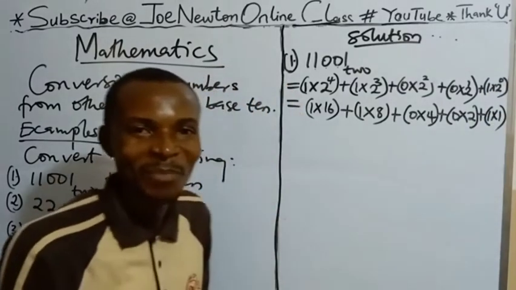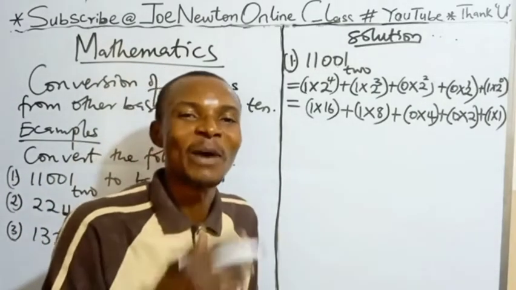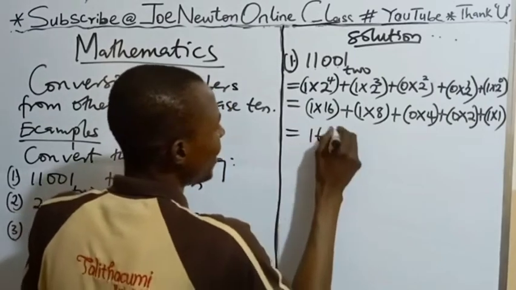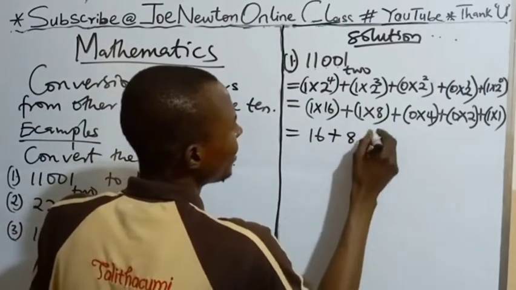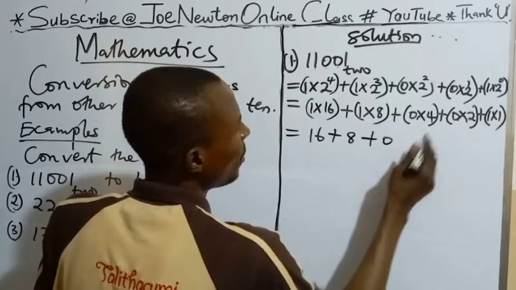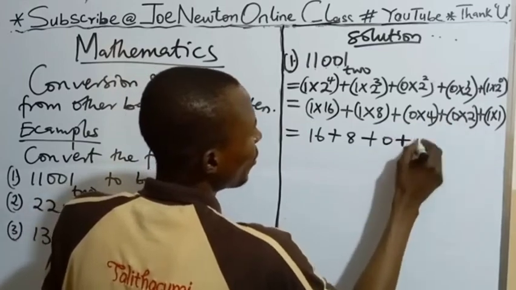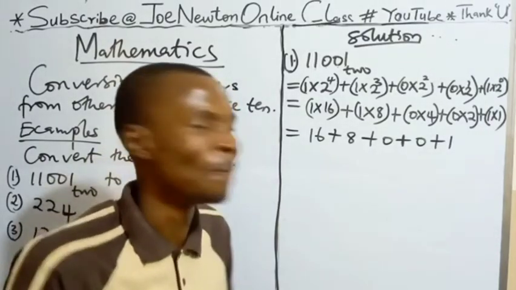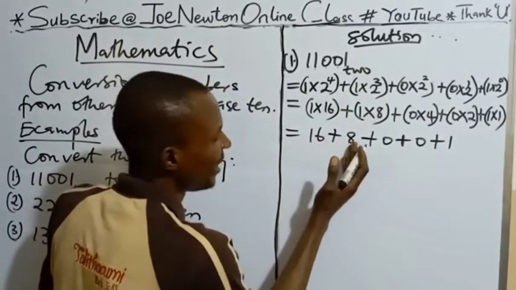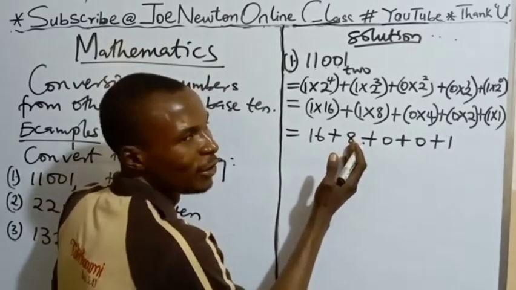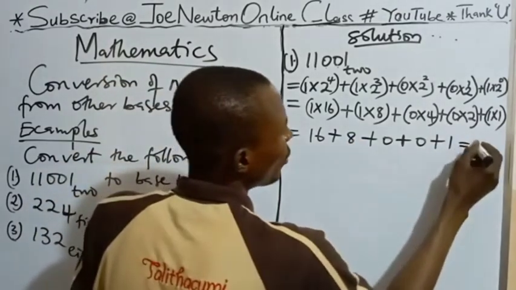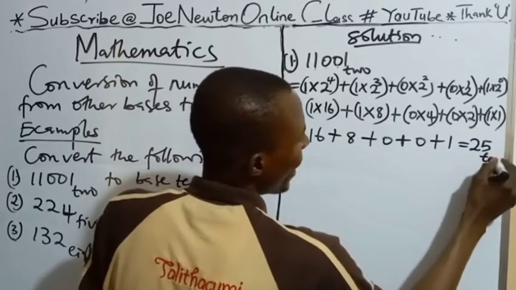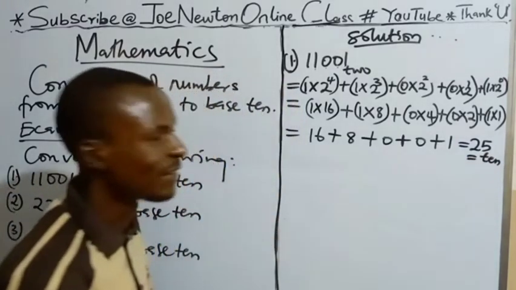Recall, in indices, any number or quantity raised to the power of 0 is 1. Then we have 1 times 16, 16, plus 1 times 8, 8, plus 0 times 4, 0, plus 0 times 2, 0, plus 1 times 1, 1. Anything multiplied by 0 is 0. Now, we have 16 plus 8 gives us what? 24. 24 plus 1 gives us 25. So, our answer is 25 to base 10. That's our answer. Very simple.